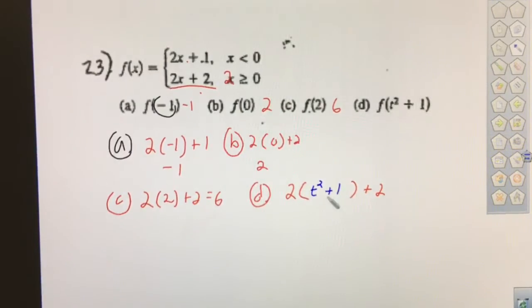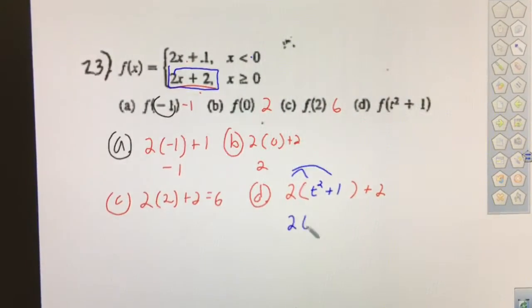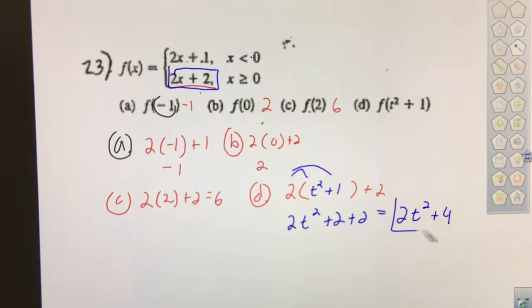Well, heck, I don't know if that's greater than or equal to 0. I kind of do, because no matter what I plug in to t squared, it's going to be positive. And a positive number plus 1 is always going to be greater than or equal to 0. So I think that means I only have to evaluate it for this problem. When I evaluate that, I have to distribute the 2. That's going to be 2t squared plus 2 plus 2. And that equals 2t squared plus 4 is your final answer.